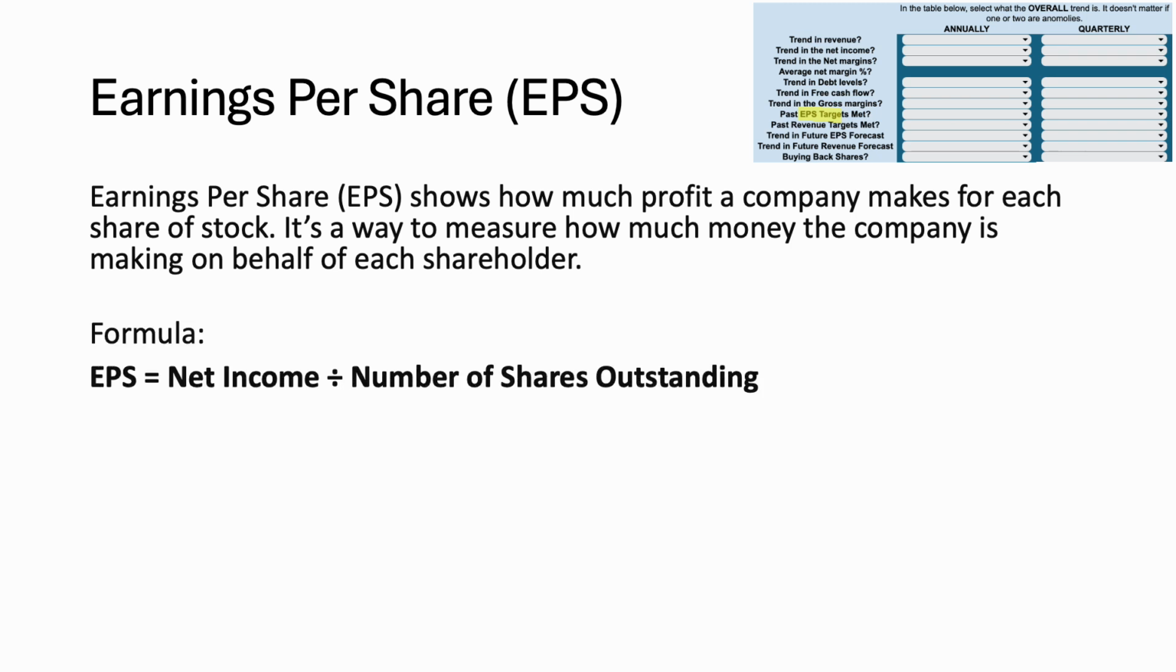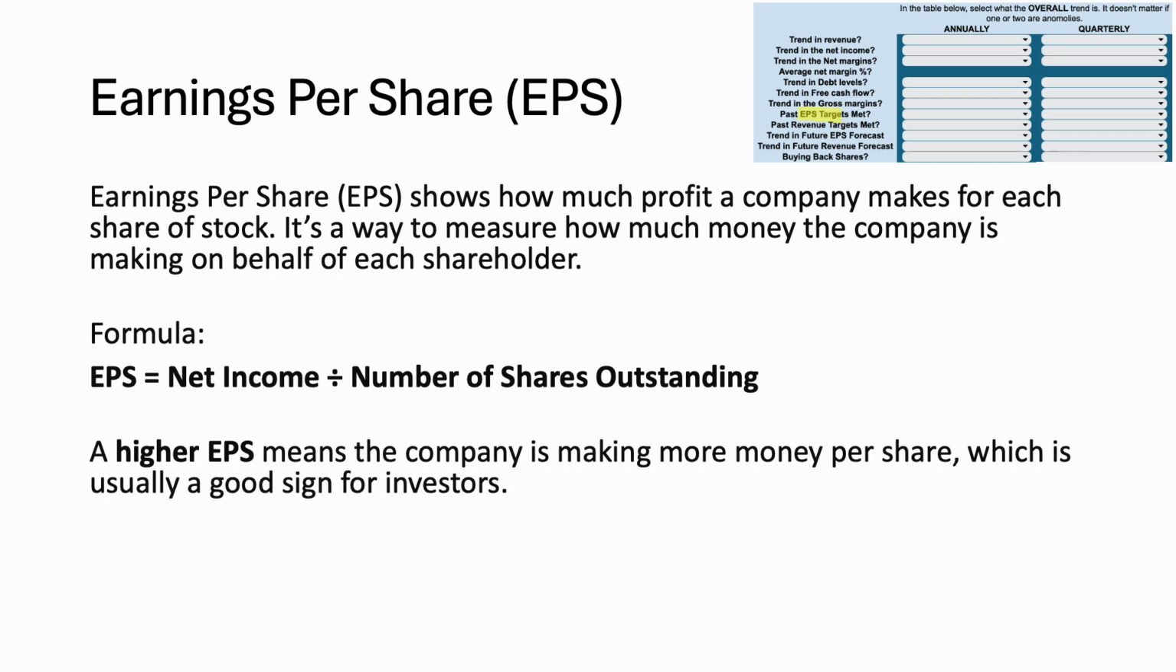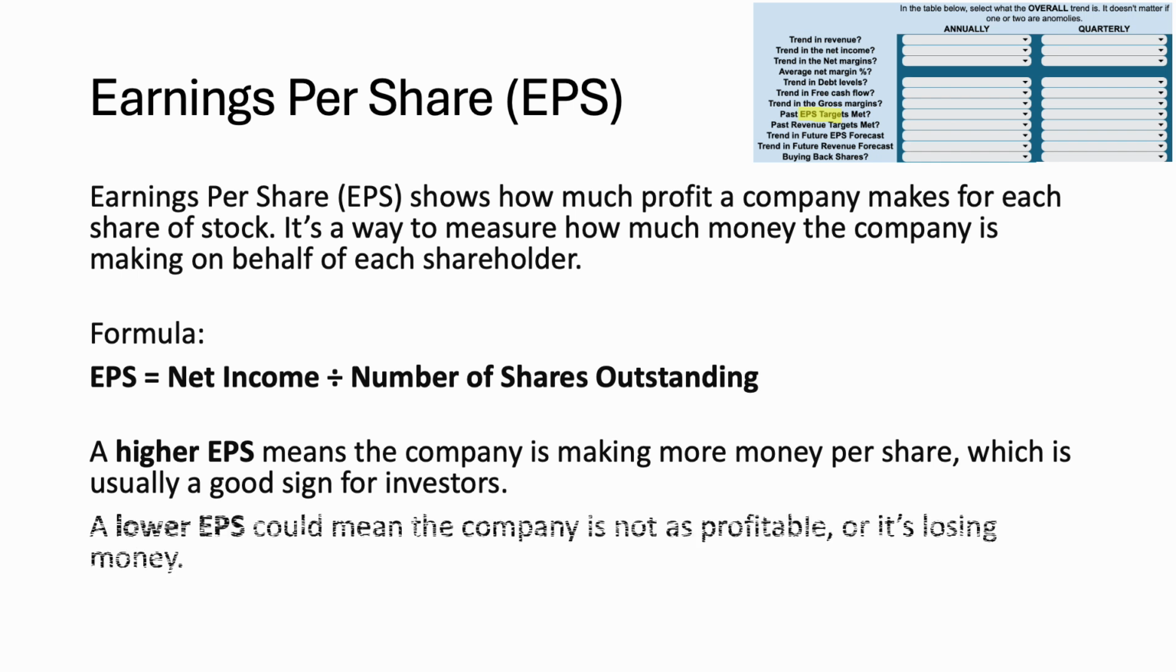The way it's worked out is you get the net income, and then you divide it by the number of shares outstanding. So if my business has a net income of, for example, $100, and I have 10 shares outstanding, that means my earnings per share is $10 per share. A higher EPS means that the company is making more money per share, which is good. A lower EPS means that the company is not as profitable.